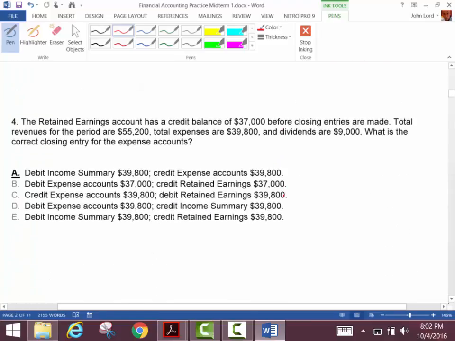Okay, good. The retained earnings account has a credit balance of 37,000 before closing entries are made. Total revenues for the period are 55,200. Total expenses are 39,800. The dividends are 9,000. What is the closing entry for the expense accounts? And they're just limiting this to the expense accounts. You debit income summary. You credit the expense accounts to close them, right?